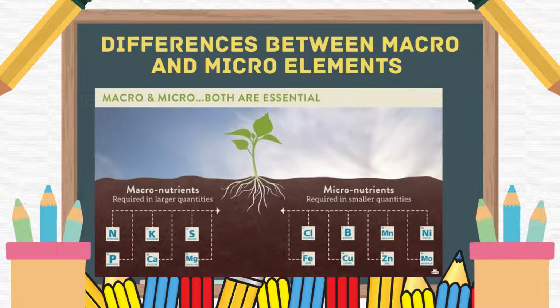Now, the differences between macro and micronutrients. You need to understand that both of these are important. But if you are asked to mention the differences between these two, one thing you need to note is that micro means small, and macro means large or big. So remember, microscope, microenvironment.